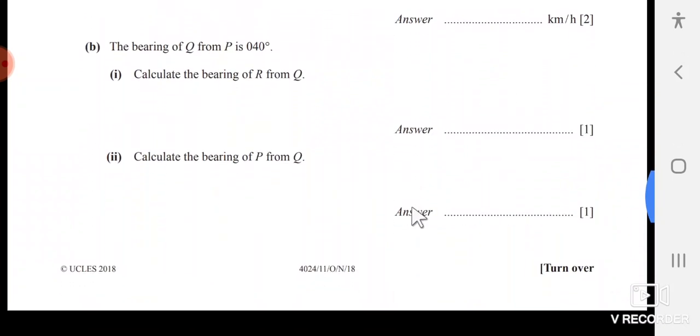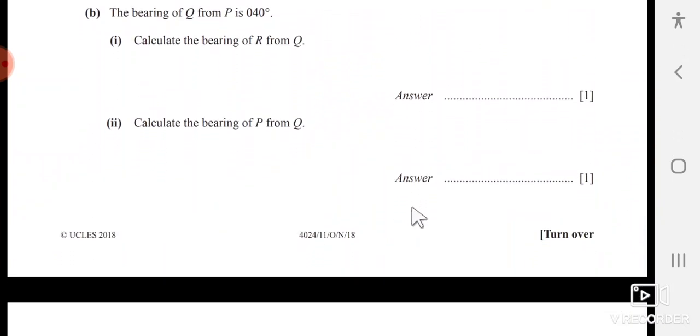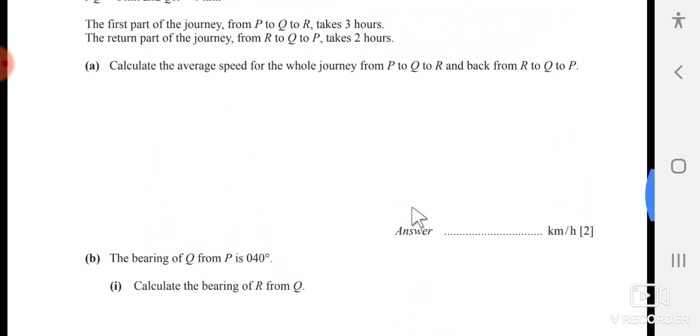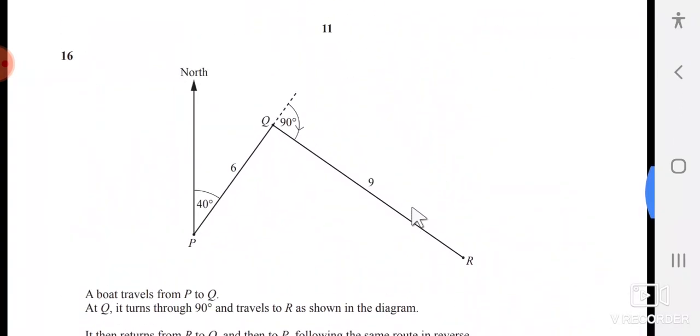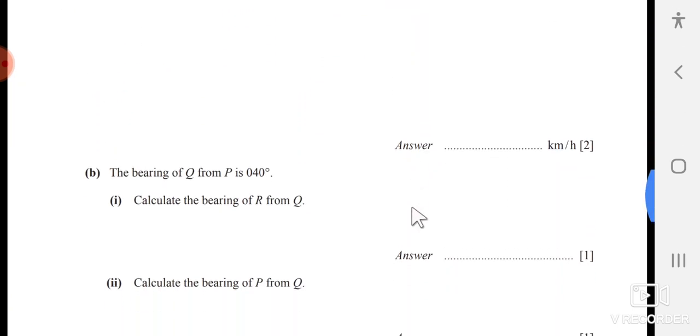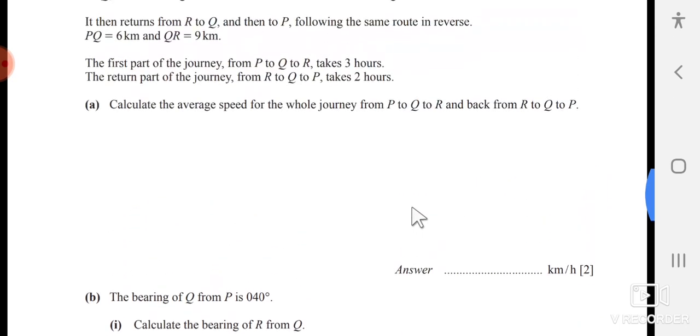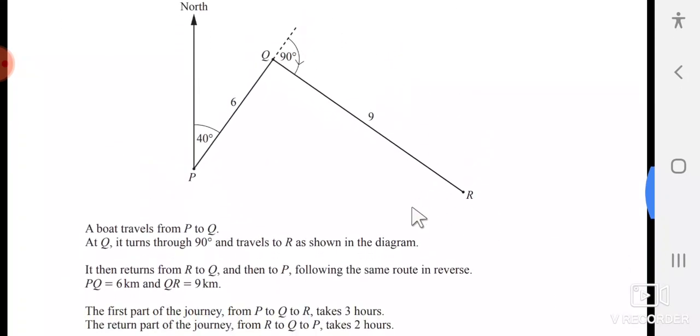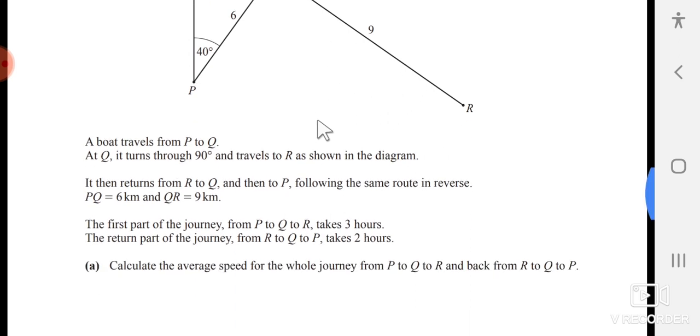And now in the same way, calculate the bearing of P from Q. Where is Q? Yes, there is Q. Calculate the bearing of P from Q. So here first of all this angle is again 40 degrees, and this is 180 degrees from this to this. So 180 plus 40 would be 220, the final answer for this part.